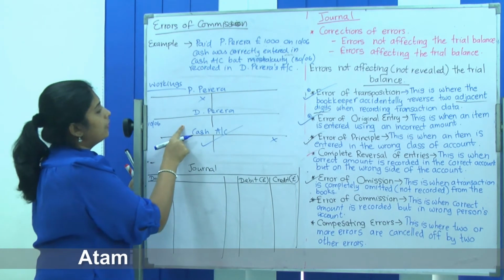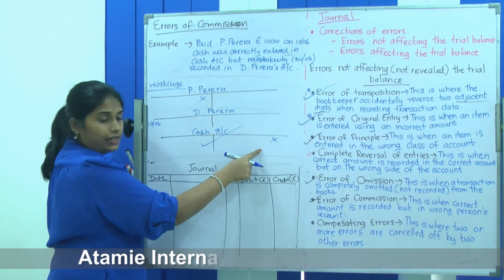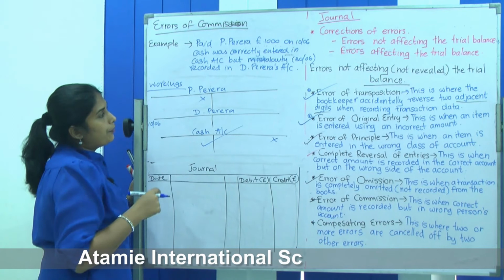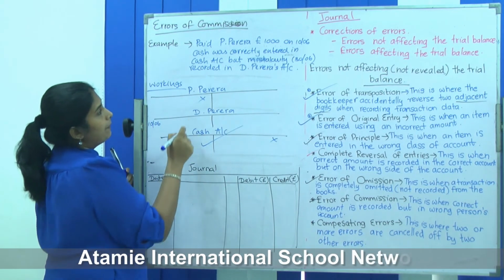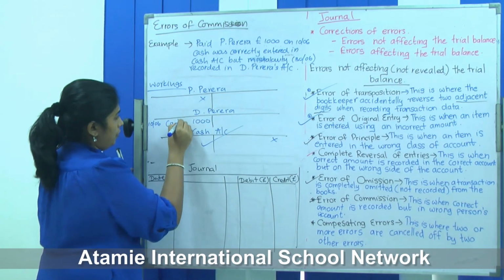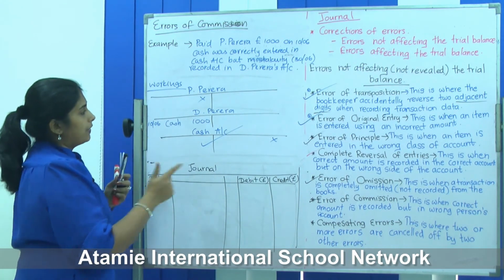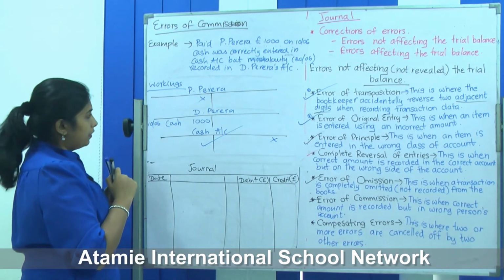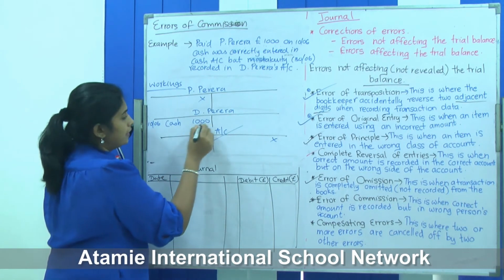Okay, so on 10th of June, when they paid P. Pereira, they correctly credited the cash account, but instead of recording it in P. Pereira's account, they mistakenly recorded it in D. Pereira's account, 1,000 as cash. So the D. Pereira debit entry shouldn't be there, shouldn't have been entered. So you have to cancel it off.